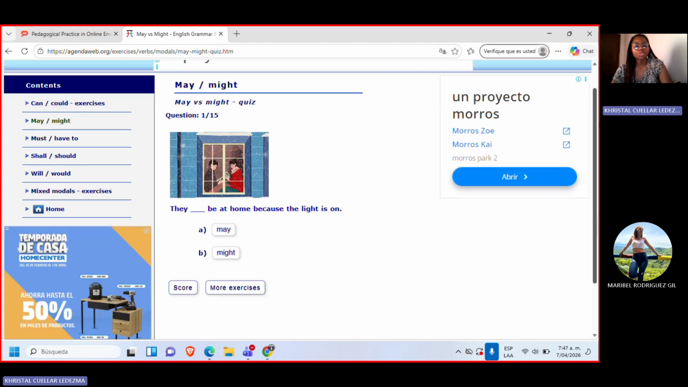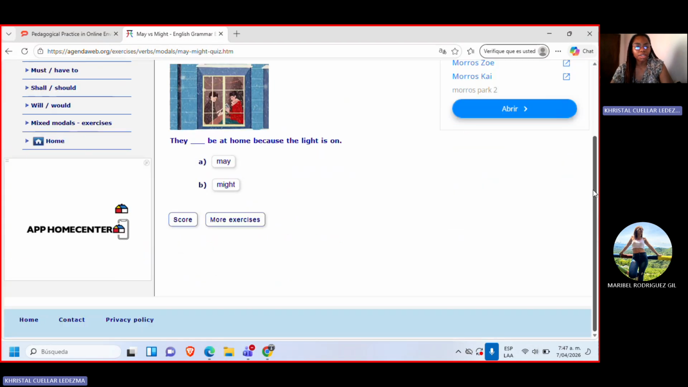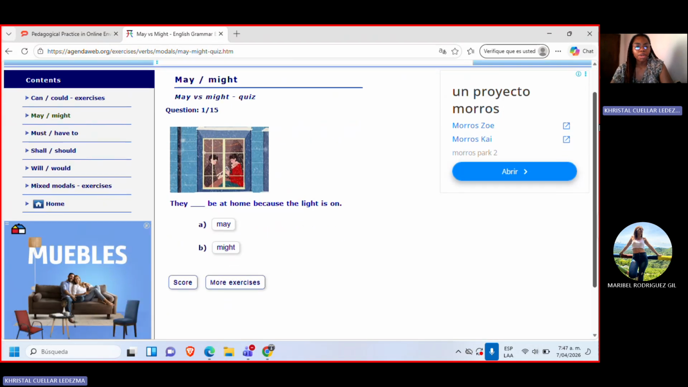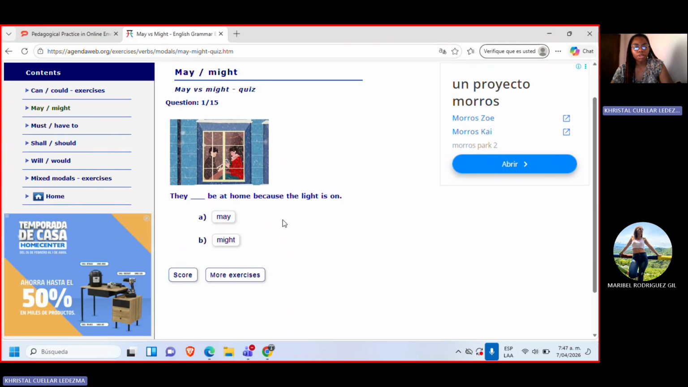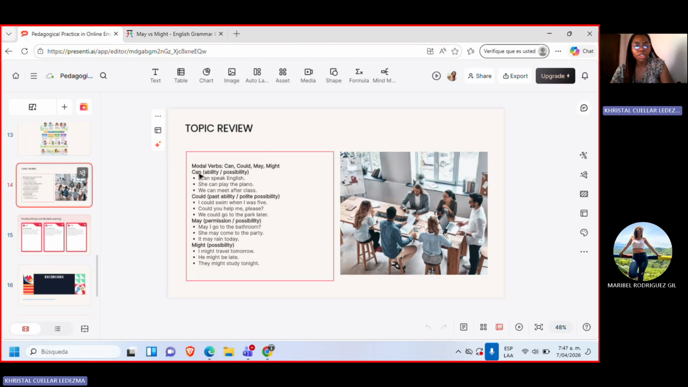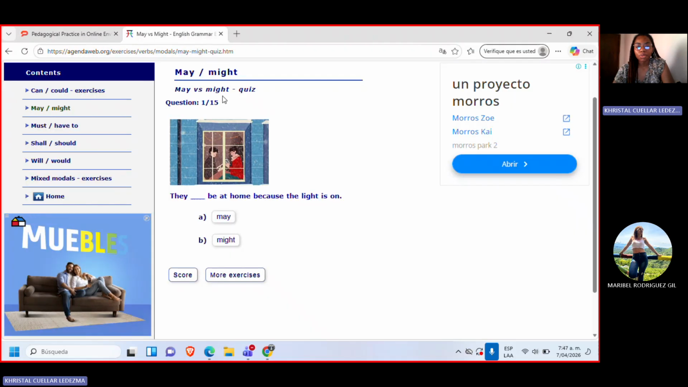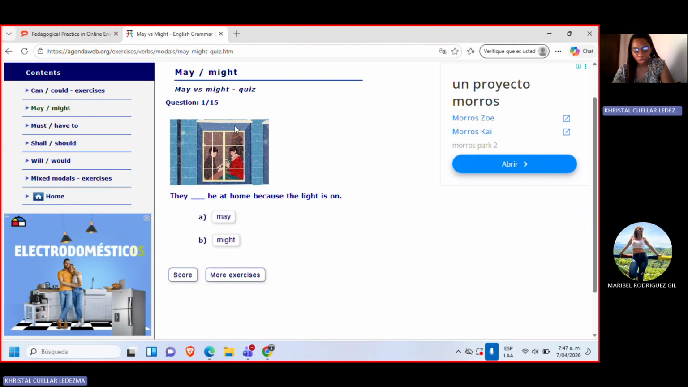They have to choose the correct option here. May versus might quiz. They may be at home because the light is on. They might be at home because the light is on. So according to this, may is permission and possibility, and might is possibility. Which one would it be? I will ask the students.